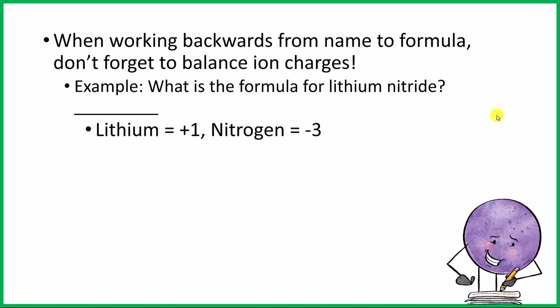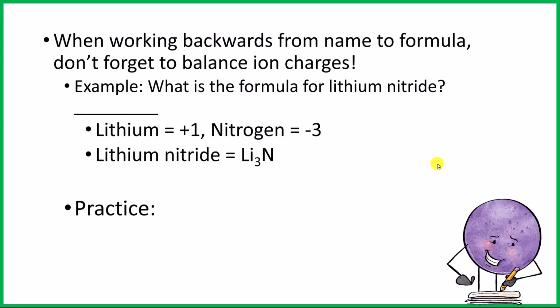Okay, so lithium has a +1 charge. Nitride means that we have nitrogen as our anion. Nitrogen has a -3 charge. And so our example here is going to be lithium nitride with a formula of Li3N. To balance those charges, we need 3 lithium atoms for every 1 nitrogen atom.